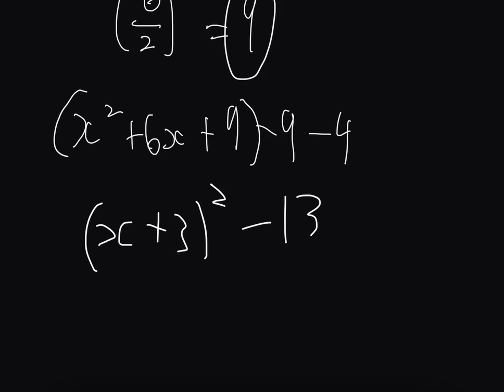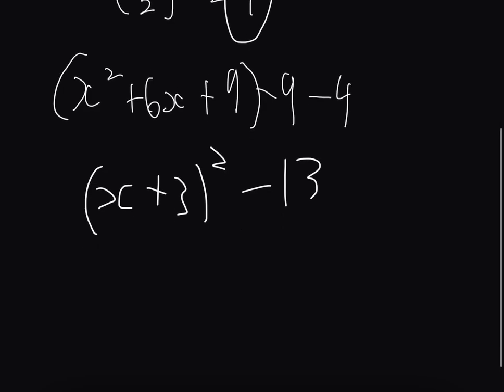Now this tells us that the minimum value of the quadratic is −13 when x is equal to −3.